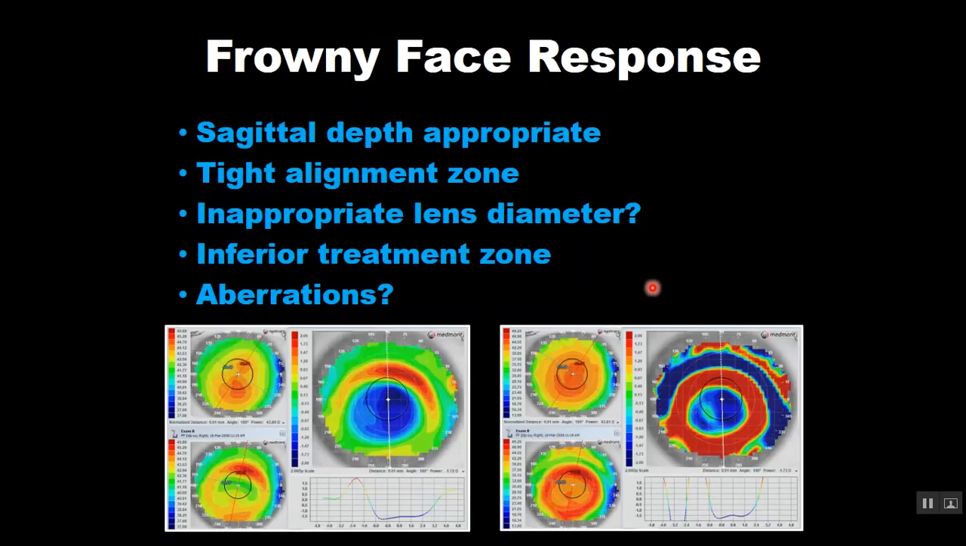So your frowny face is generally an appropriate sagittal depth. It's almost a bullseye. It's almost a perfect fit, but the alignment zone is generally a little on the tight side. You might also look at the visible iris. Is your lens too big or too small for this eye, causing the decentration? So check visible iris diameter in relationship with your lens.